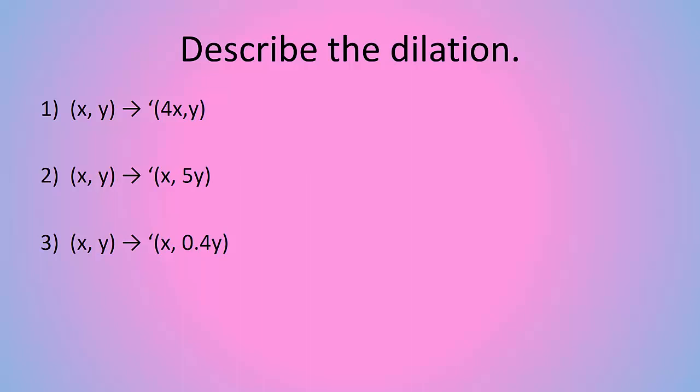Number 2: (x, y) forms (x, 5y). Well, here we're noticing that we're going to end up with a vertical stretch. 5 is greater than 1, and so it's going to cause my vertical values, or my y values, to increase by a factor of 5. Number 3: (x, y) forms (x, 0.4y). Well, since 0.4 is a value less than 1, it's going to cause my y values to shrink. And so we would describe this as a vertical shrink.